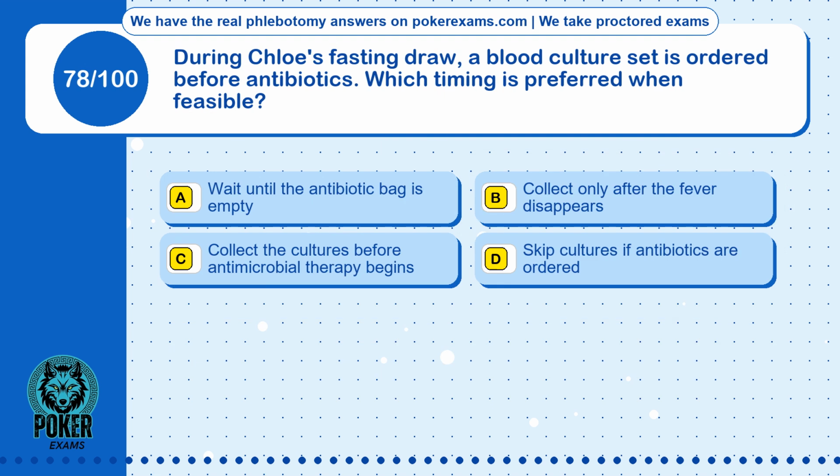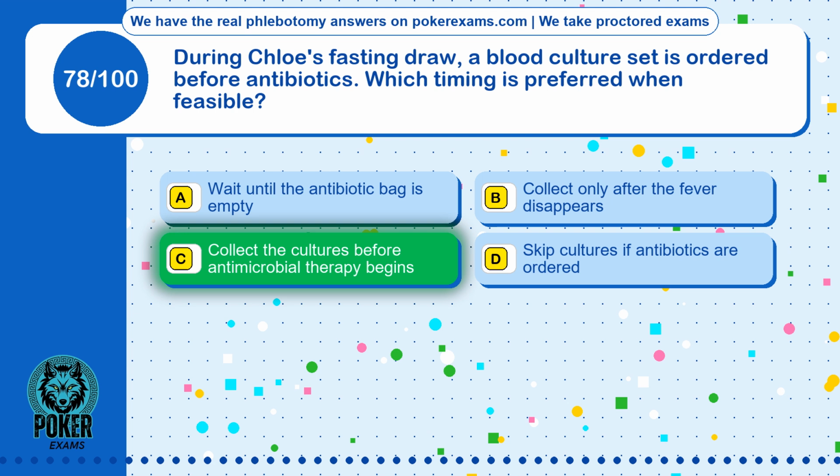Question 78. During Chloe's fasting draw, a blood culture set is ordered before antibiotics. Which timing is preferred when feasible? Option A. Wait until the antibiotic bag is empty. Option B. Collect only after the fever disappears. Option C. Collect the cultures before antimicrobial therapy begins. Option D. Skip cultures if antibiotics are ordered.